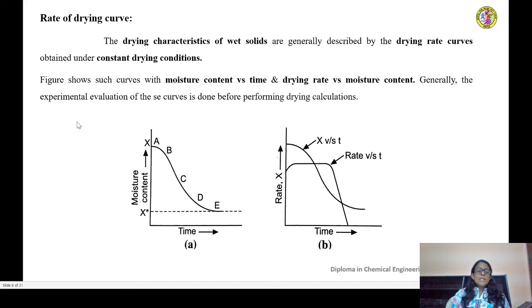Generally, the experimental evaluation of these curves is done before performing drying calculations. That is the idea, or the objective, of conducting a drying test. After plotting these curves, one is moisture content versus time, the other is rate versus moisture content. We need to analyze these curves experimentally before performing the calculations required to design a particular drying equipment.